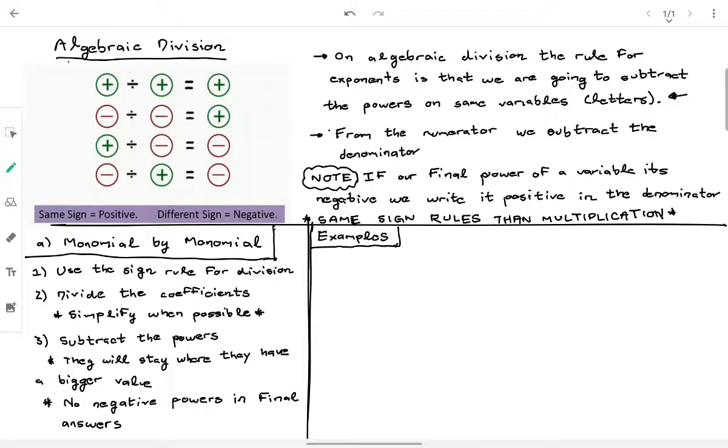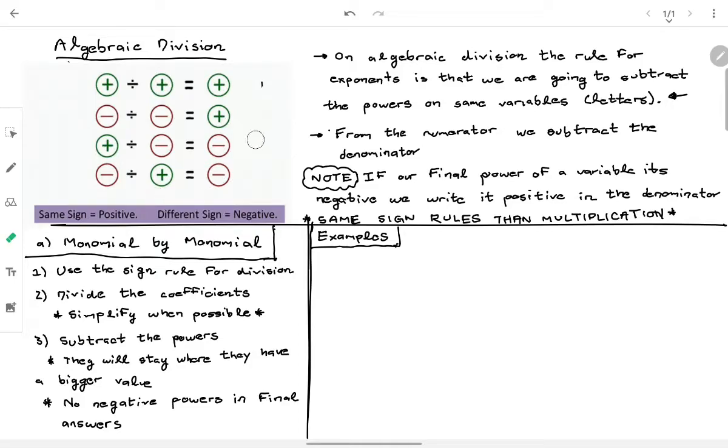For the sign rule, it's the same as in multiplication. If we get the same signs, our answer is going to be positive. That means if we get positive divided by positive, or negative divided by negative, we are going to get a positive one. And if the signs are different, that means positive and negative or negative and positive, we are going to get a negative result. So that's the general rule for signs in division.